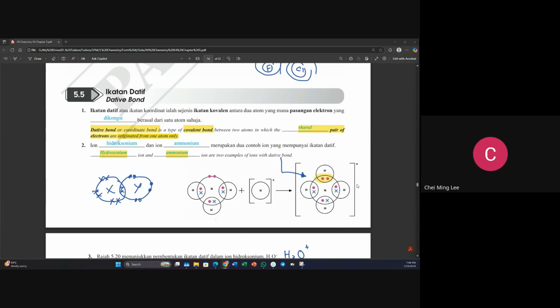Okay, later on when you learn the nitrogen cycle, you will find out that after nitrate is formed, the nitrogen fixation bacteria will fix it into ammonium. Then from ammonium, it will become ammonia. Why does it become ammonia? Because ammonium is not stable. Okay, all right, jot this down.